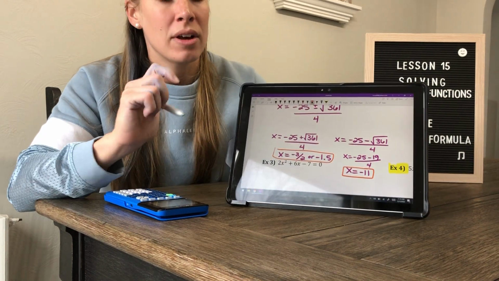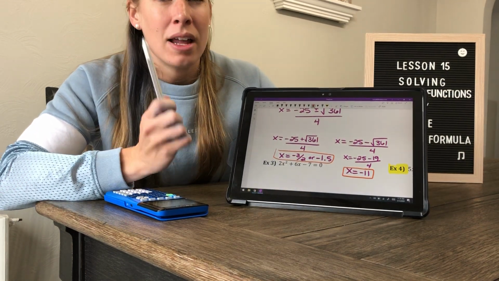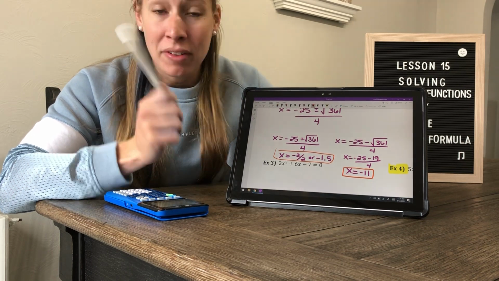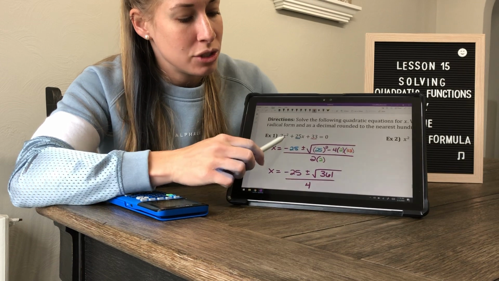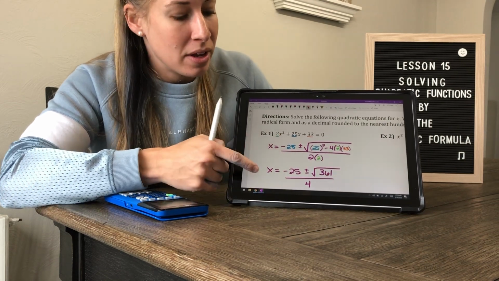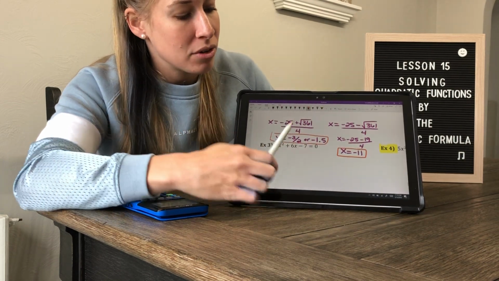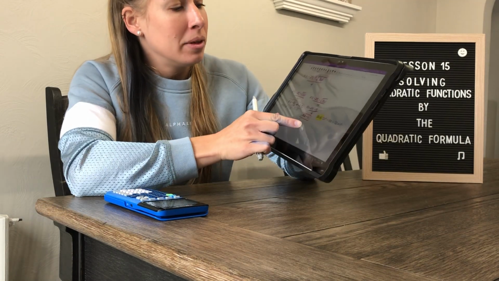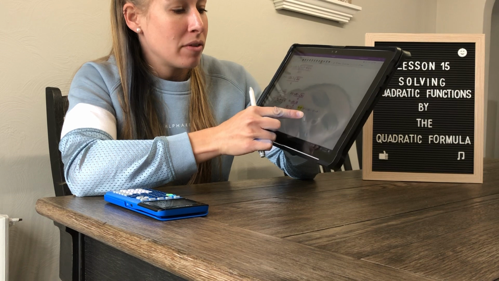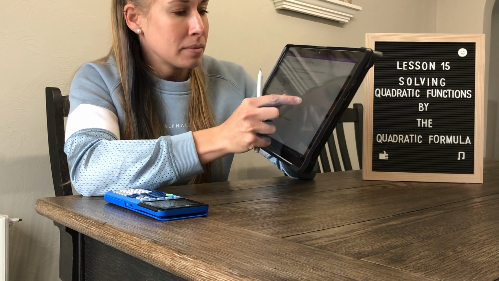Okay, so again, going back to that fundamental theorem of algebra, whatever your highest degree is, 2, remember that's your biggest exponent, that tells you how many answers you should have. Notice we have 2 answers for x. So there's an example of solving using the quadratic formula.